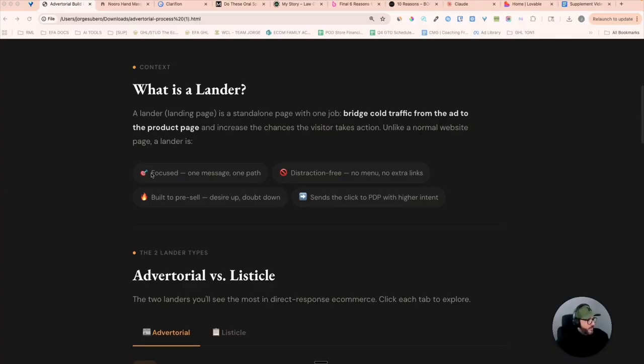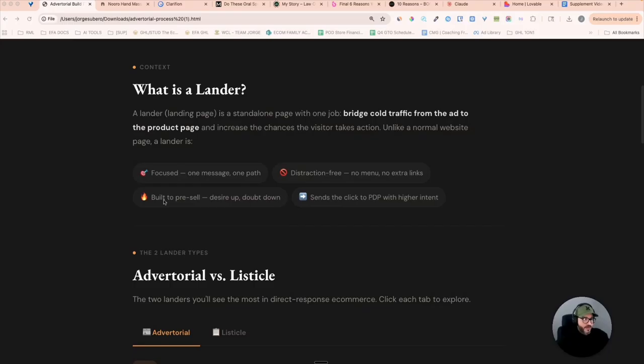Now if you follow here, this pre-lander increases the chances of the visitor taking an action. The way it behaves differently than a website page is that it's more focused. It's used with one message or one path. It's distraction free. There are no menus, no extra links. It's focused on the actual information that you want to share with the audience. It's built to pre-sell.